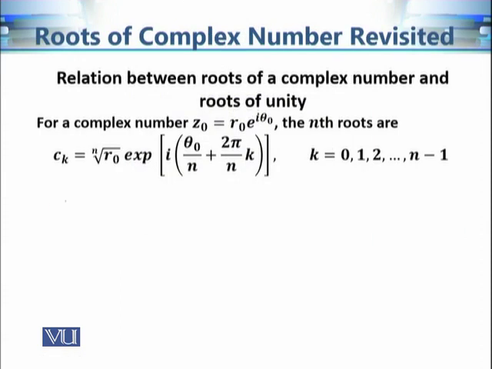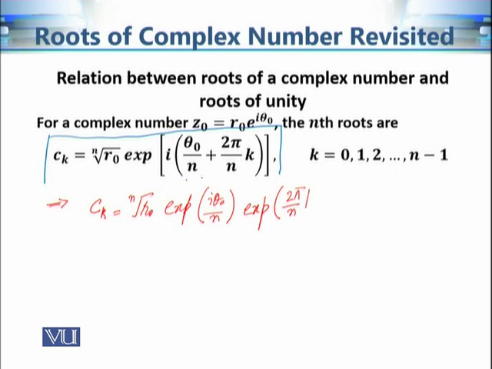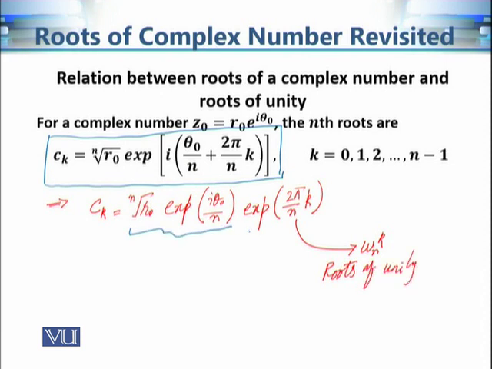Now our next discussion is the relation between roots of any complex number and the roots of unity. We know from our previous discussion that the nth roots of any given complex number z0 can be calculated using this formula. Now we can expand this formula in the following form. So this is the first part and this is the second part. Now this second part is basically the roots of unity. When we vary k, then we'll be getting the nth roots of unity.